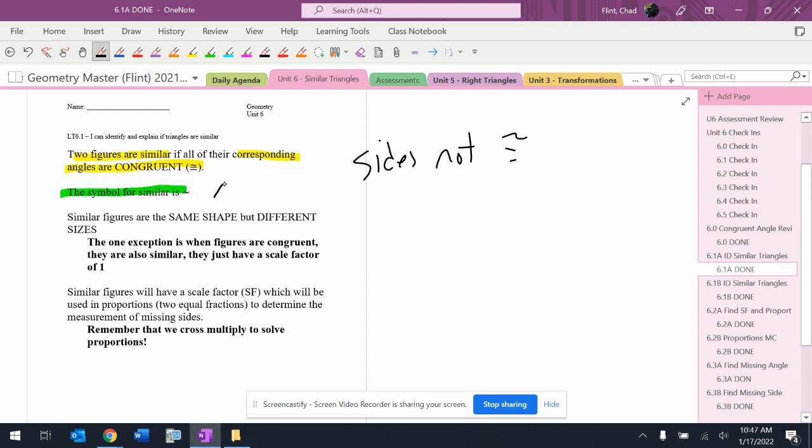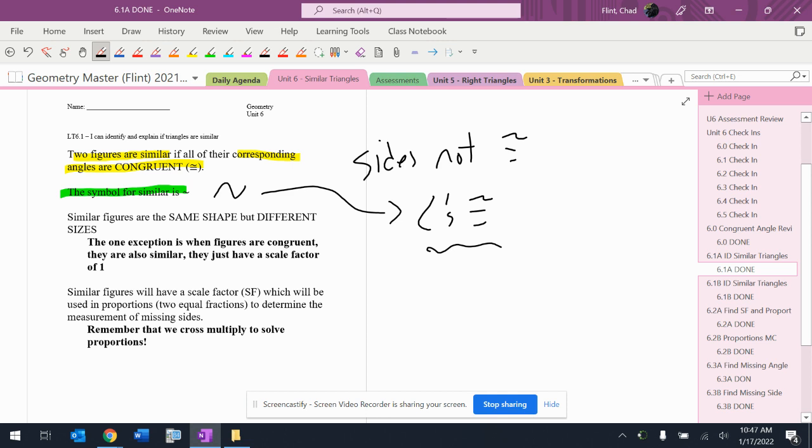Important to understand is the symbol for similar. You're going to see this. Now that is the top of the congruent symbol. That symbol means similar, and it means angles congruent. It means the angles match up. So similar figures are the same shape but different sizes.